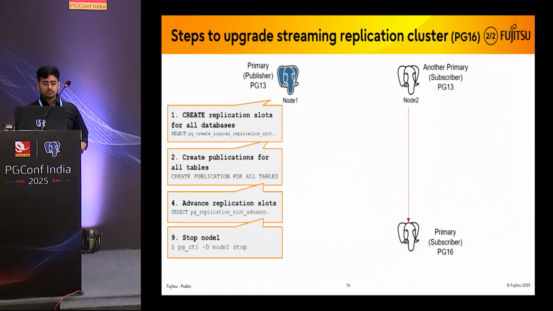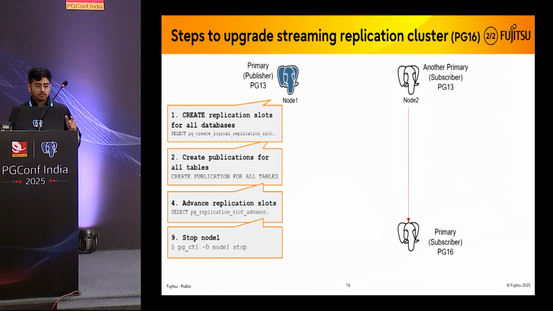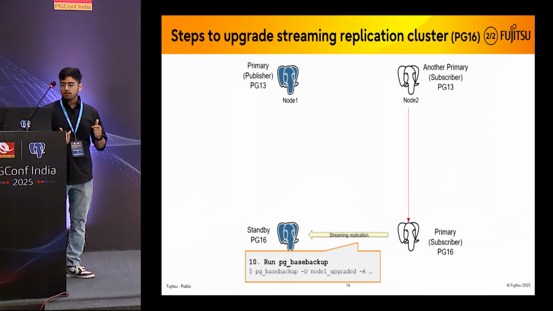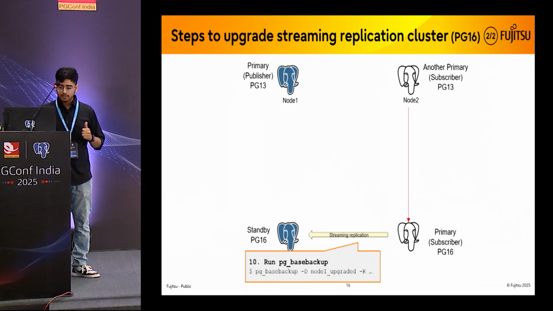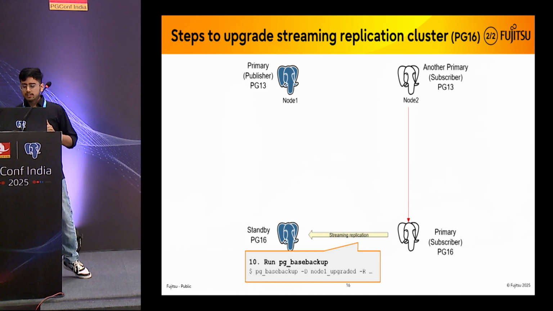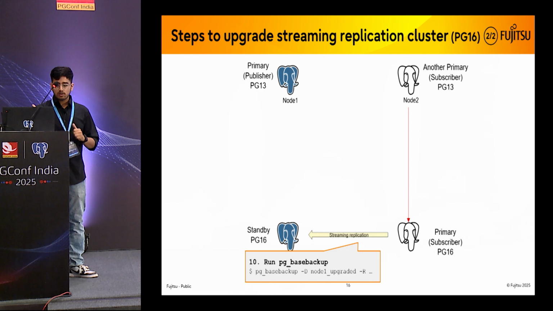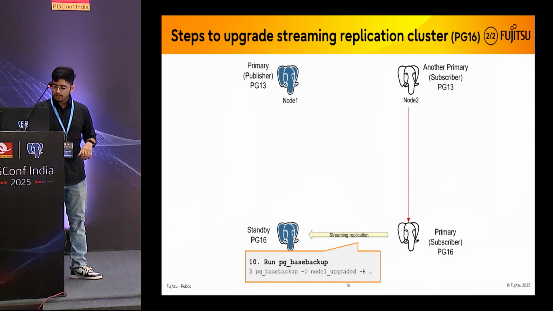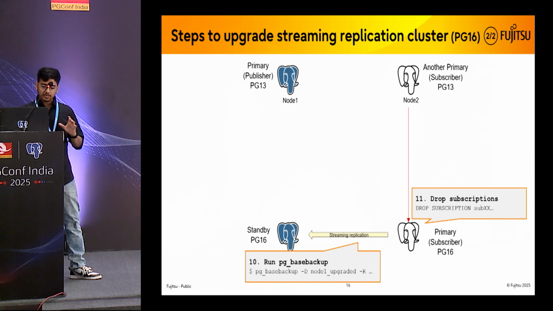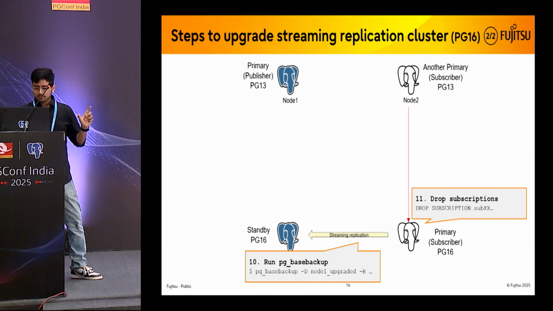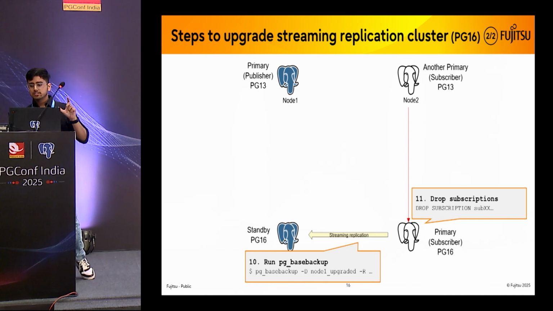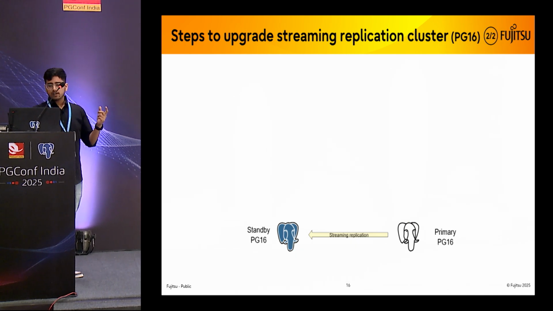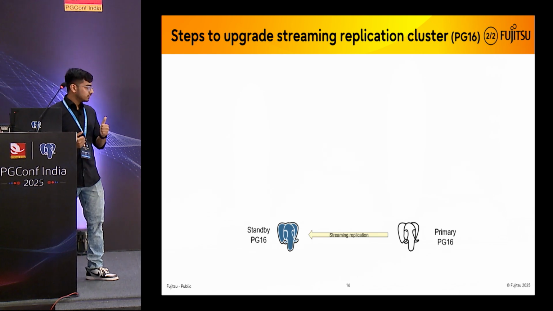So once this is done, we stop node 1, and since all data is already present on the upgraded node 2, we will create a standby of node 2 by taking a backup, and hence the upgraded streaming replication will be set up. We just need to drop the replication slot on upgraded node 2, and we get an upgraded streaming replication cluster.